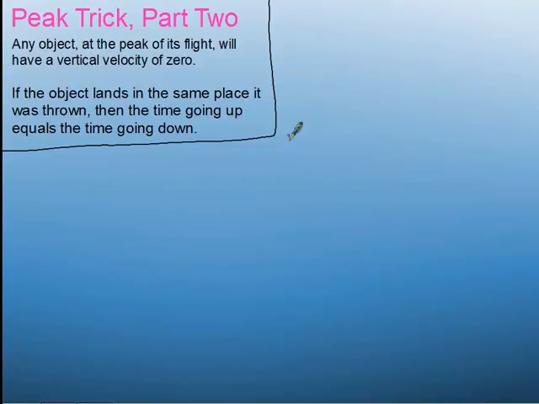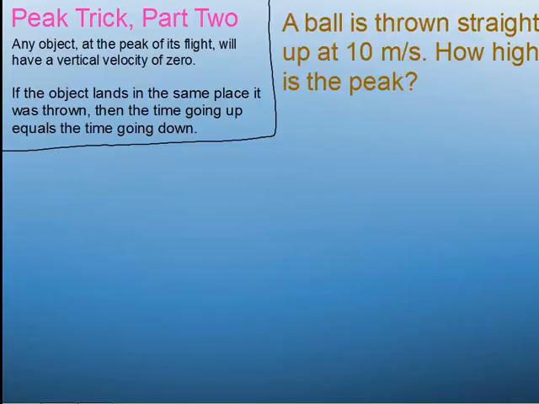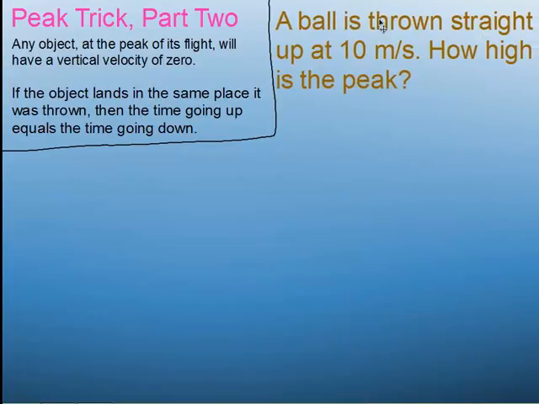So let's jump in with a couple of practice problems. This one says, a ball is thrown straight up at 10 meters per second. How high is it when it reaches its peak? I've got just a rough sketch of the problem here, where it starts out with an upward velocity of 10, and then it's asking you how high the peak is. And we know at the peak that the velocity is going to be 0 meters per second.